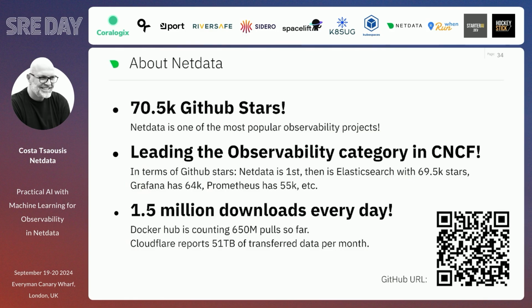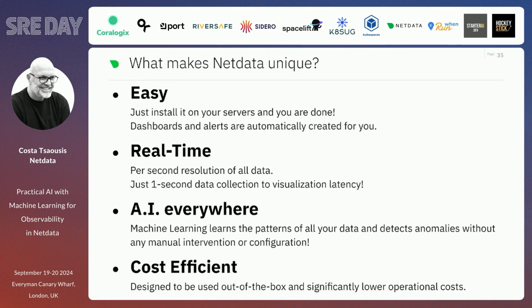Netdata has 1.5 million downloads every day. Only Docker Hub is counting so far 650 million Docker Hub pulls. So it's a popular project. I have more time, but let me also say this. This is what makes Netdata unique. This is why we built Netdata.